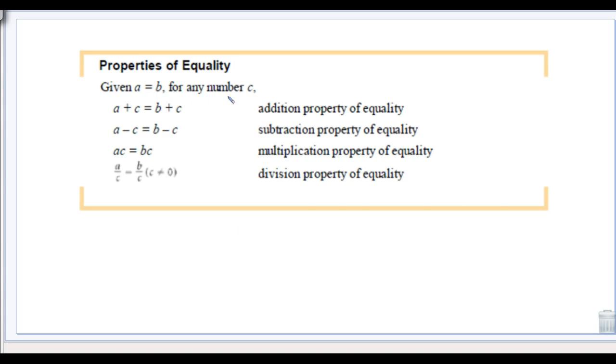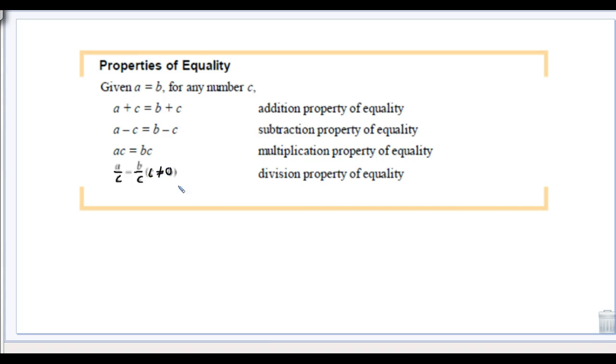Here are some other properties of equality. Given that a equals b, for any number c, a plus c equals b plus c. That's the addition property of equality. A minus c equals b minus c. That's obviously the subtraction property of equality. A times c equals b times c. That's the multiplication property of equality. And a divided by c equals b divided by c when c is not equal to 0.